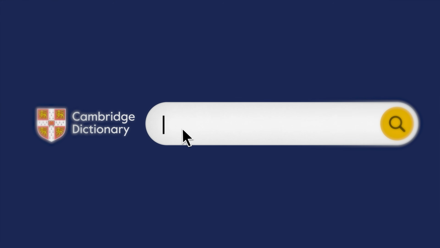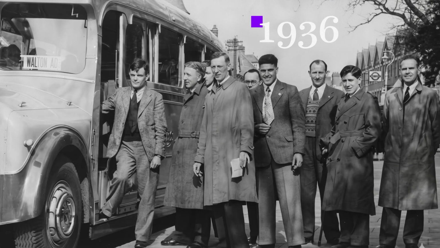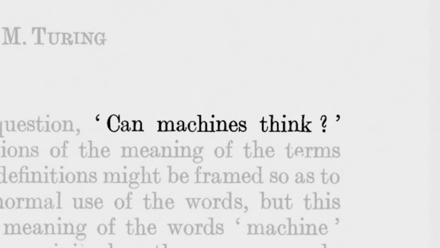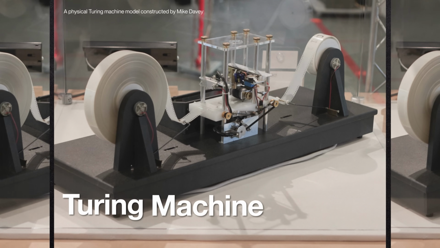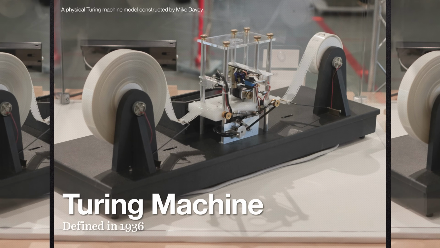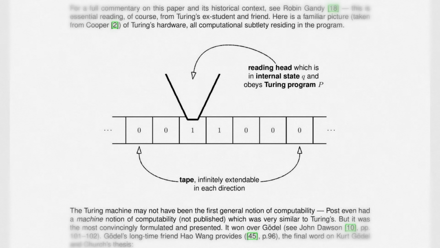I'm going to cut to the chase and tell you that the precise definition that we are looking for is Turing completeness. Let me explain. In 1936, a British mathematician named Alan Turing tried to define the theoretical limits of what a machine can do. He came up with a device, now called a Turing machine, which in theory was able to compute anything that is computable. It was not a physical machine, but rather a mathematical model.